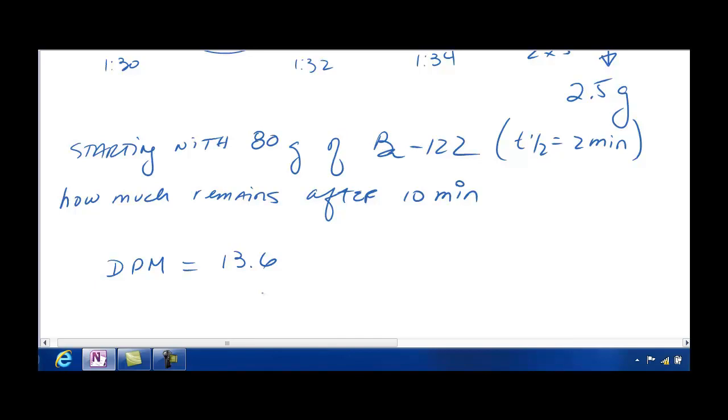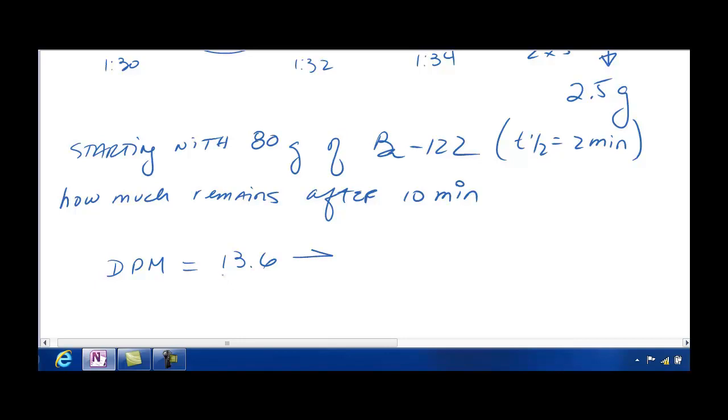1.7 disintegrations per minute. So you need to go from 13.6, like we went from 80 grams down to 2.5. We need to go from 13.6 disintegrations per minute all the way down to 1.7. And every time you get it cut in half, a half-life elapsed. 5,730 years elapsed. So the question is, how old are these paintings?